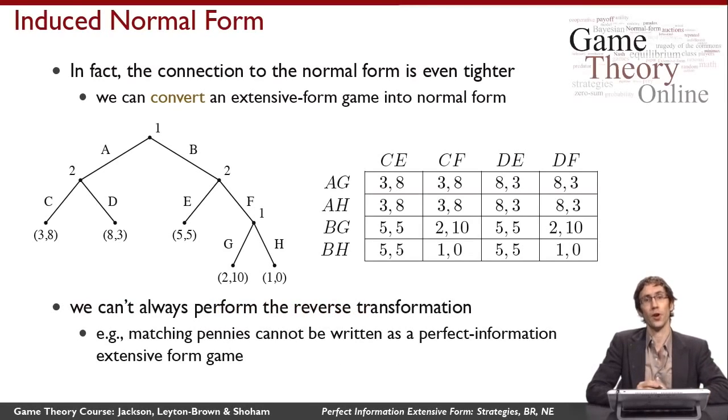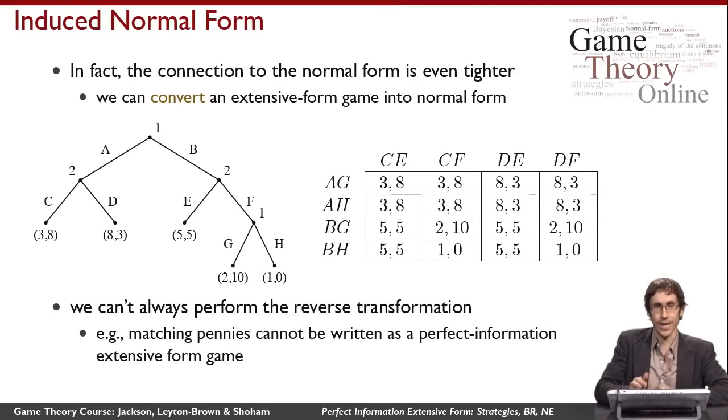Another thing that's important to notice is that we can't always do a transformation in reverse. So you might be curious and wonder, if you give me a normal form game, can I make a perfect information extensive form game out of it? And the answer is, in general, no. This special structure that you see in the game, where payoffs are repeated, is important. General normal form games can't be turned into extensive form games.